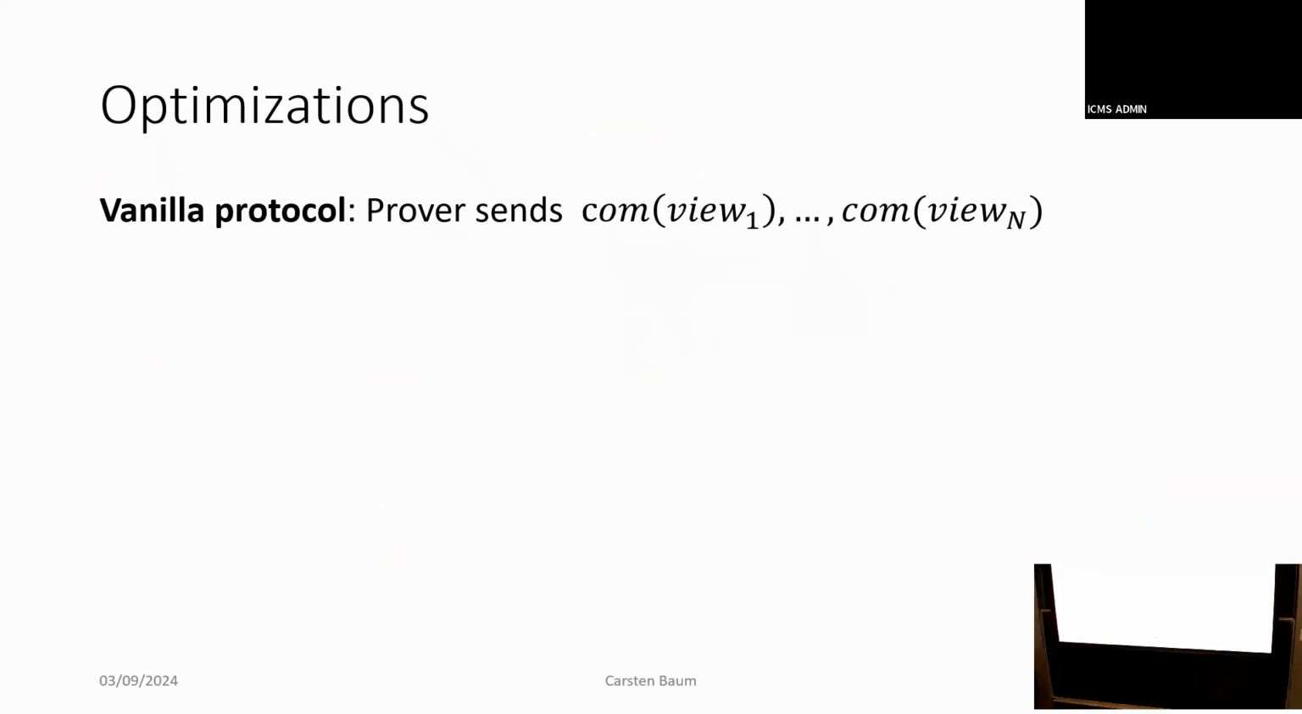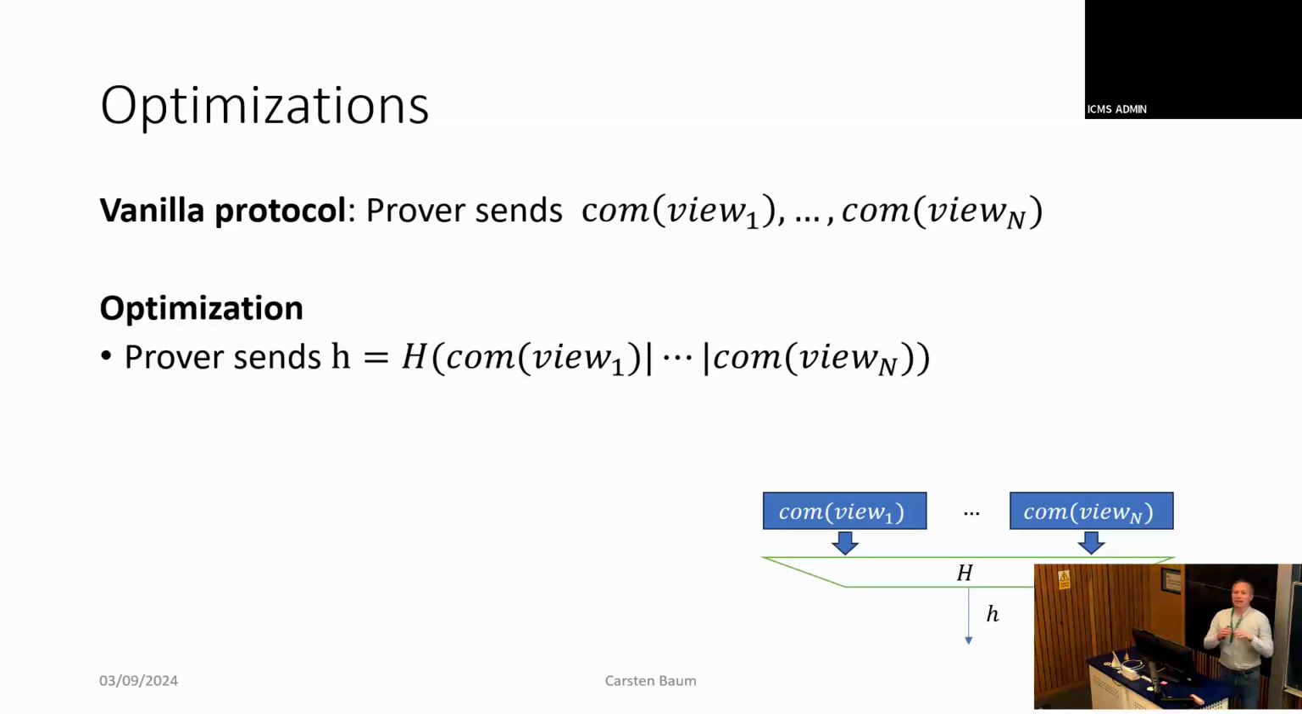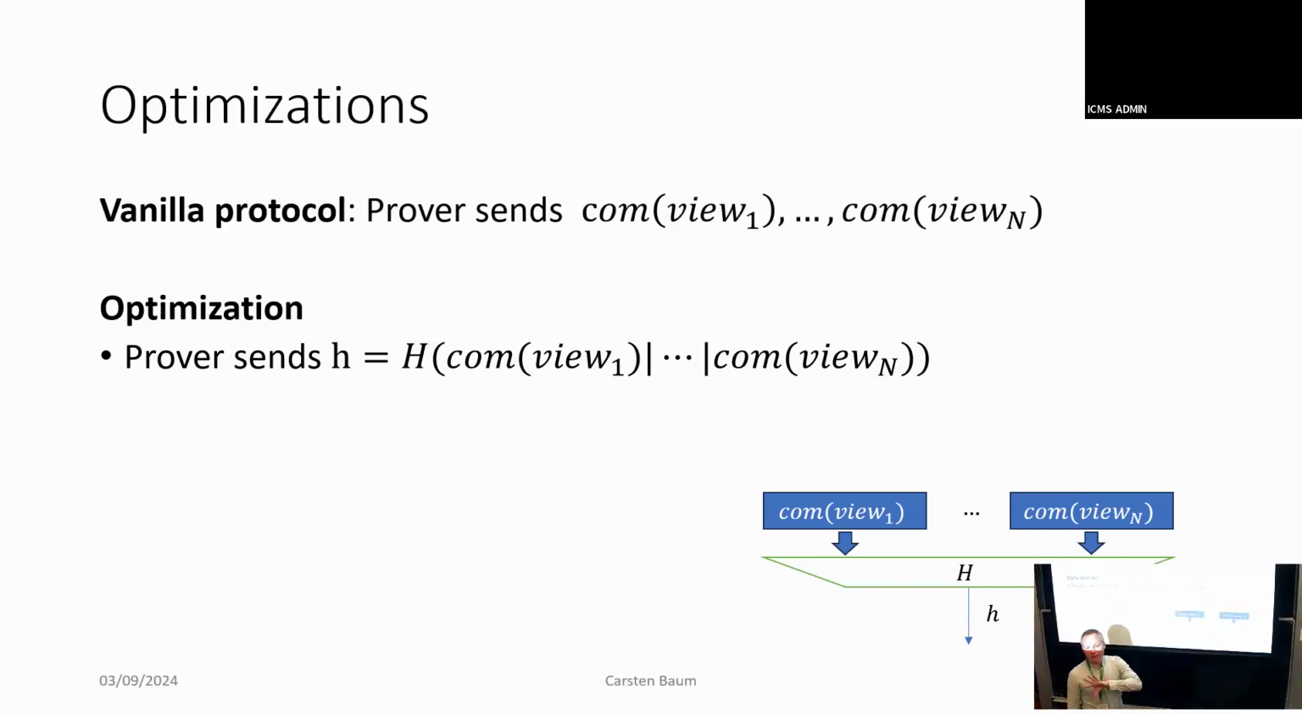Okay, so the actual vanilla protocol is I send you a lot of commitments, and then I have to open all these commitments. Well, the dumbest thing that you can possibly do is to say, instead of sending you all these commitments, take your favorite collision resistant hash function, hash them all down, and only send the hash. Why is that fine?